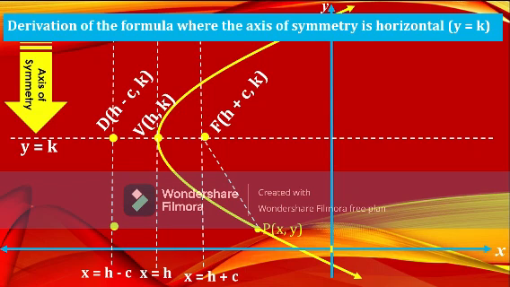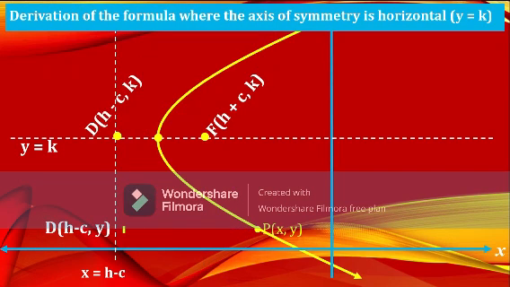Okay, considering we have a point from the focus to the point P(x, y), to the point along the directrix (h minus c, y), perpendicular to the directrix. So we have that right angle here. So we'll continue.